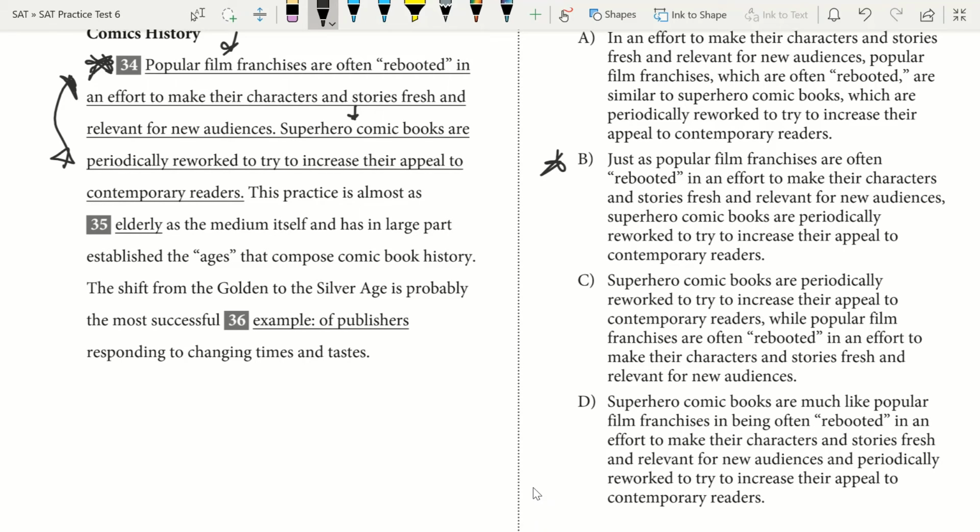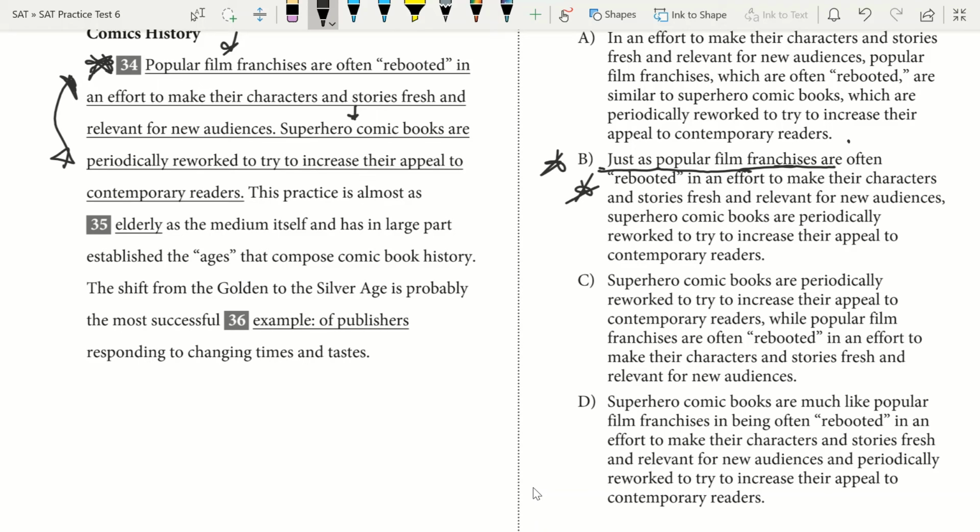So we have just as popular film franchises are often rebooted in an effort to make their characters and stories fresh and relevant for new audiences, superhero comic books are periodically reworked to try to increase their appeal to contemporary readers. All right, well this gives us our relationship, right? It's showing that they're similar, right? So they're giving us that relatability that we wanted, right? But when they say just as popular film franchises, right? Now we're connecting the two ideas together. Additionally, everything is grammatically correct, right?